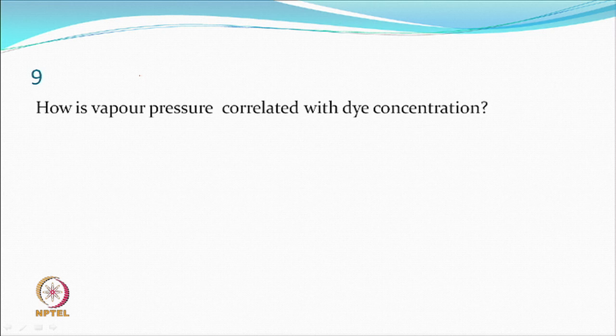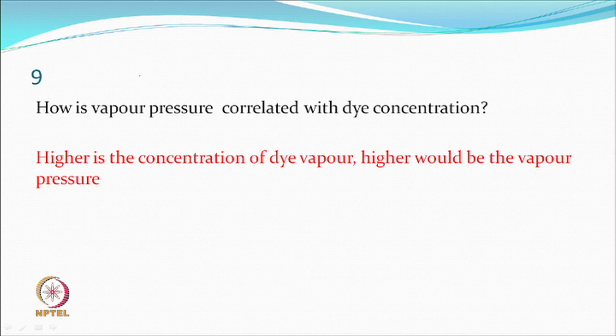Now, the question was, how is vapor pressure correlated with dye concentration? So, I assume that what was meant is, if the vapor pressure is high, is the dye concentration responsible for this? So, the higher the concentration of the dye vapor, now in vapor form, the higher would be the vapor pressure, because the pressure is what?